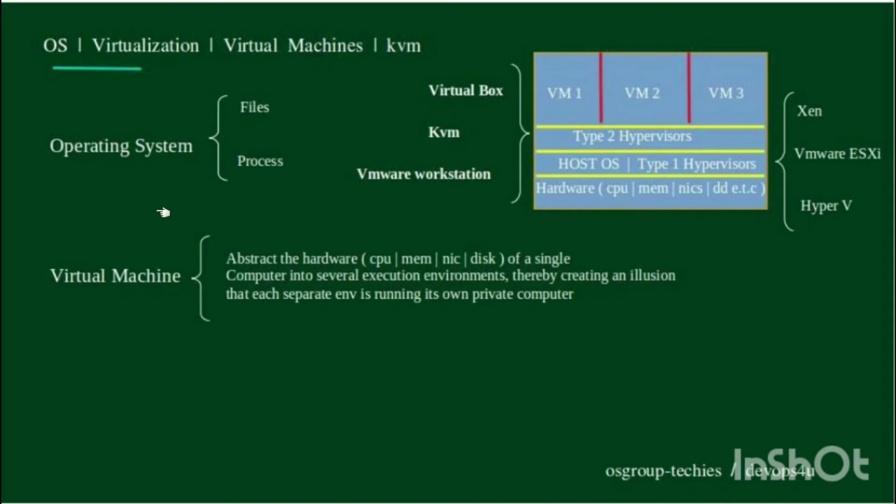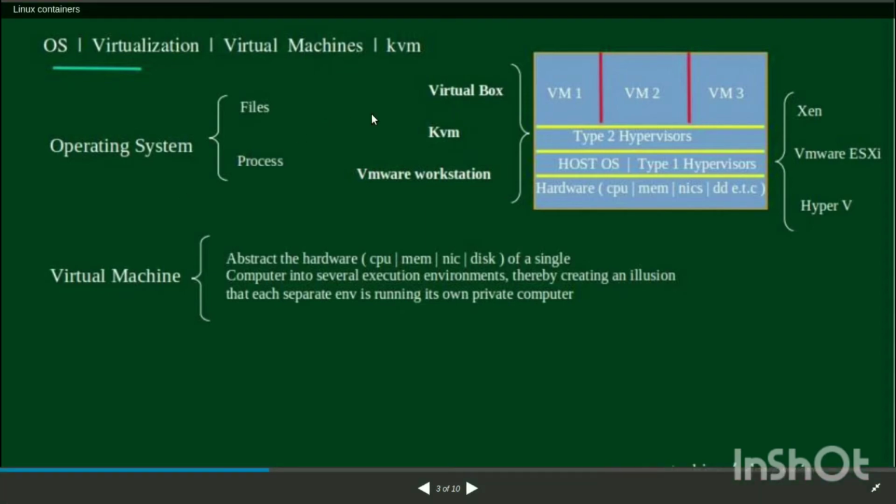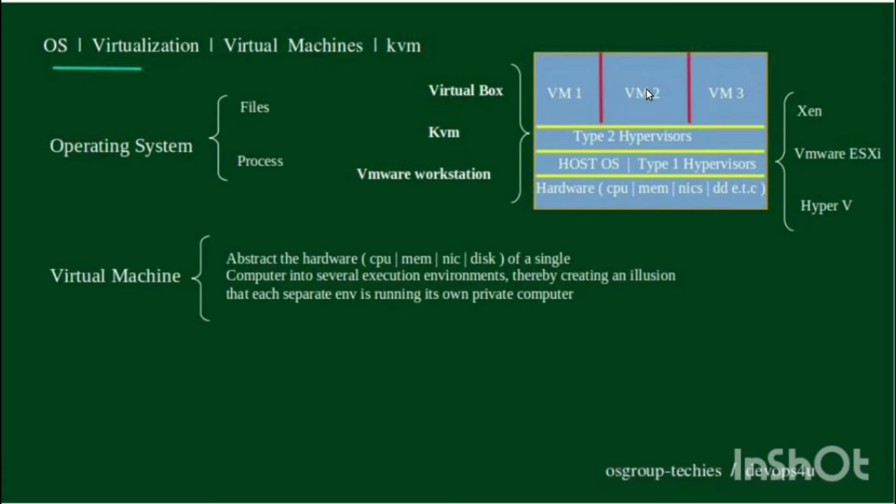Not only that problem, there are many other problems it solves. The main concept behind a virtual machine is to abstract the hardware of a single computer into several execution environments, thereby creating an illusion that each separate environment is running its own private computer. So this was the main purpose. If you see the diagram over here, virtualization is achieved by software called hypervisors. There are two types of hypervisors. One is the type 1 hypervisor that directly sits on top of your hardware, and another is the type 2 hypervisor. These are the two types of hypervisors which provide the capability of virtual machines.